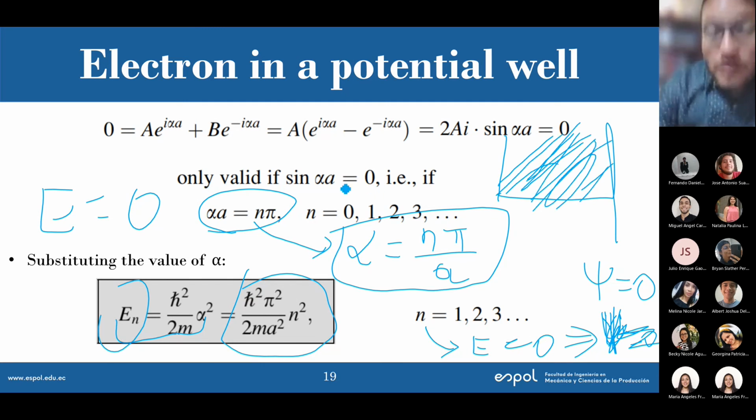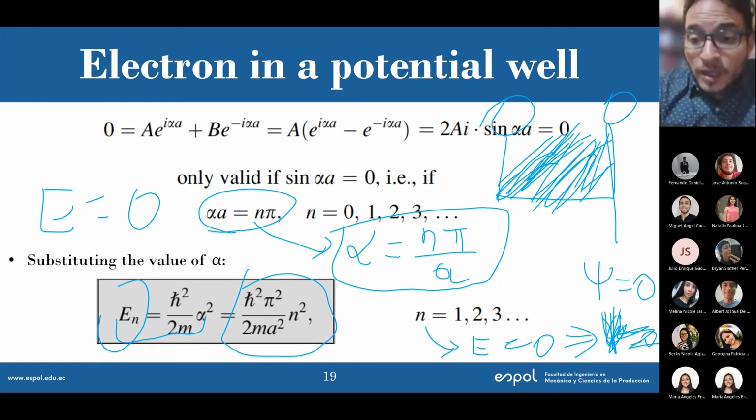Not at this wall, not at this wall. I'm inside the well. Therefore, the energy shouldn't be zero. The wave function is not zero there, right? Because obviously there wouldn't be an electron wave, and that's not the case. So n is equal to 1, 2, 3, any integer value.